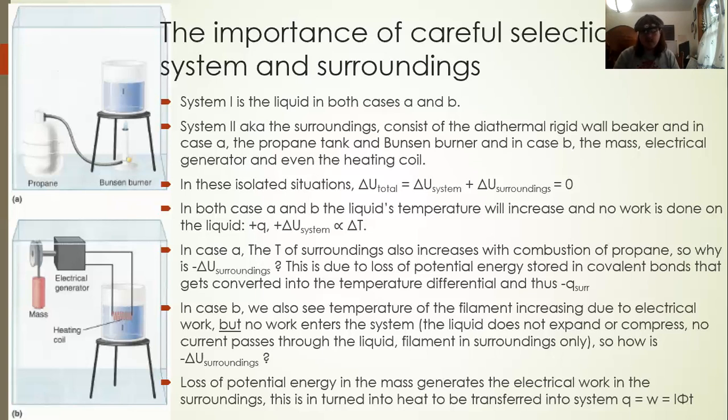Not in bonds now, but as the mass moves down, it's this gravity, the work of the mass going down, that is turning the generator, which generates the work in the surroundings. The loss of potential energy is being transferred into heat. Thus, the work of the surroundings is transferred into the heat that is given off. So, right, there's a little thinker. We have to consider these things while we work through this.